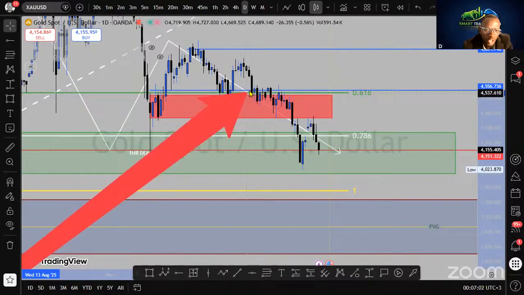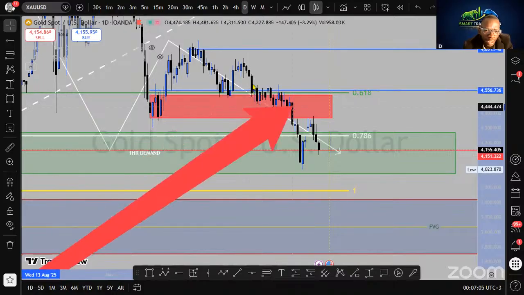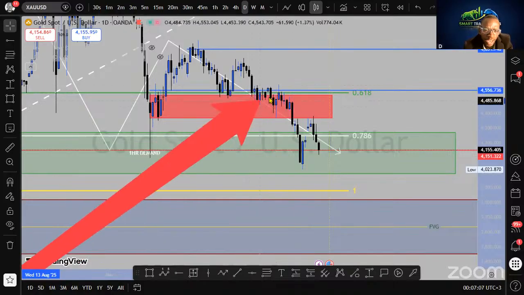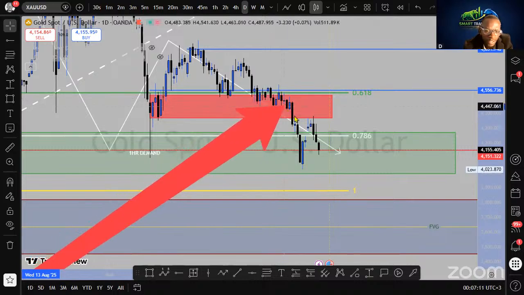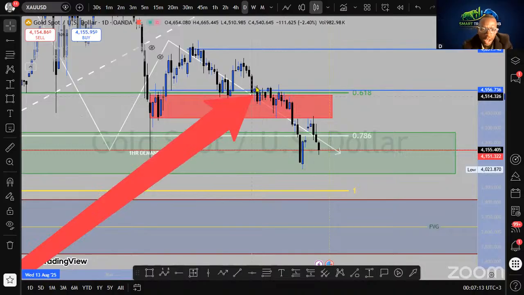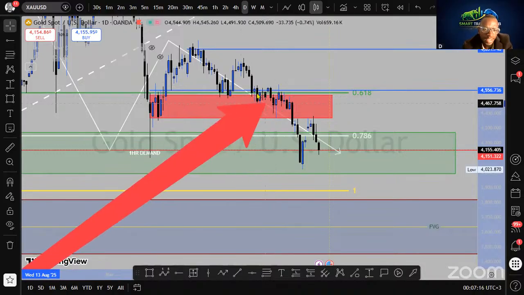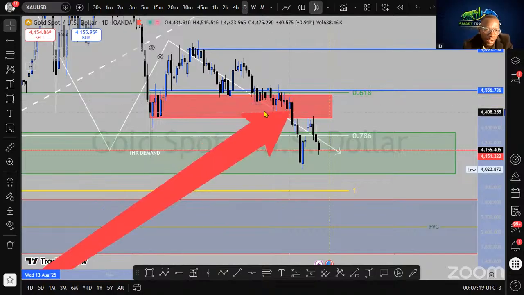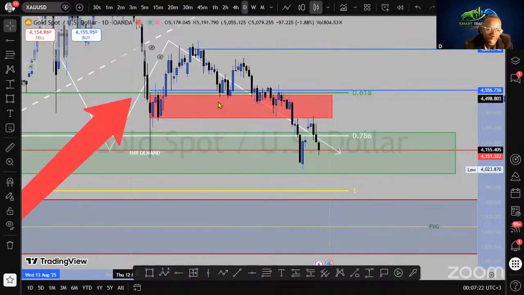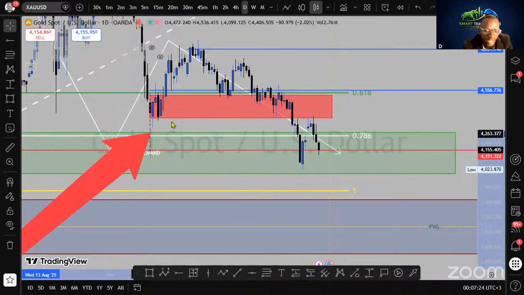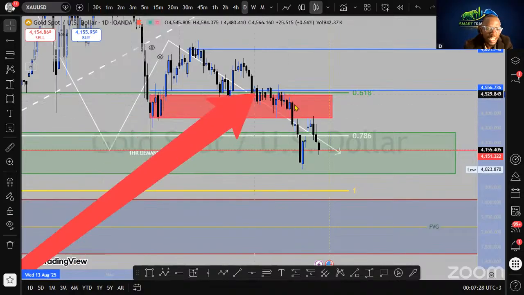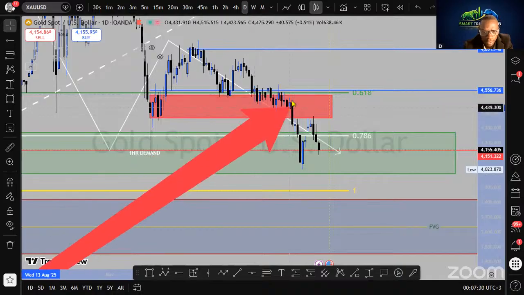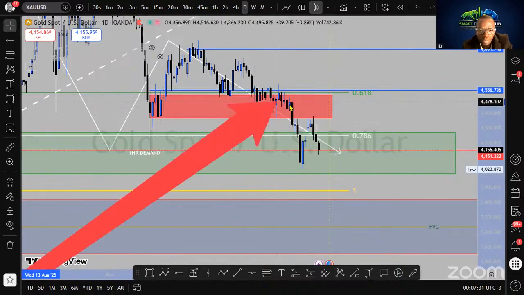You can actually see it took how many days to break this area? 1, 2, 3, 4, 5, 6, 7, 8, 9, 10, 11, 12, 13, 14, 15. So 15 good days of battling. This is why if you're able to identify these areas, trading becomes easier for you. So it took 15 days for these buyers to finally give up.